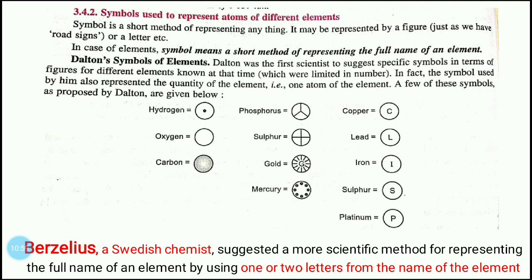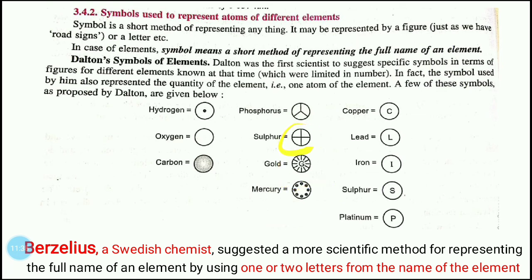The first person who started symbols of elements was Dalton. Dalton was the first scientist to suggest specific symbols, in terms of figures, for the different elements known at that time. In fact, the symbol used by him also represented the quantity of an element, one atom of the element. A few of the symbols proposed by Dalton: for hydrogen, he places one dot; phosphorus looks like a Mercedes sign; for copper and lithium he draws a circle and writes the first letter in it. Then iron, sulfur, and mercury. You can see how he has made them.